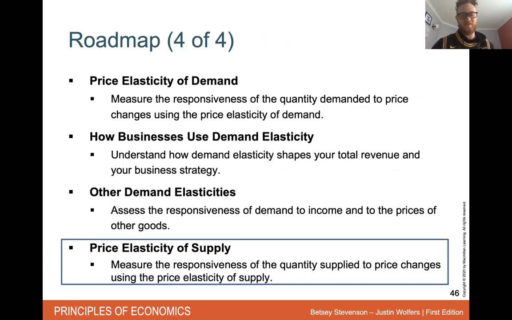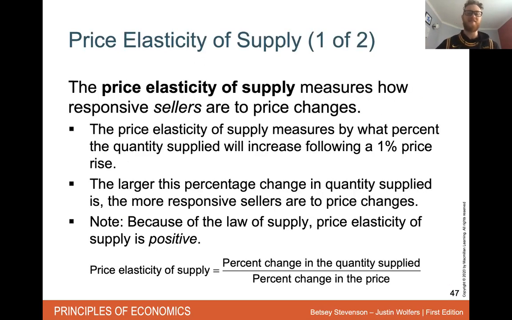And the price elasticity of supply. Measure the responsiveness of the quantity supplied to price changes using the price elasticity of supply. So price elasticity of supply measures how responsive sellers are to price changes. It measures by what percentage the quantity supplied will increase following a 1% price rise. The larger this percentage change in quantity supplied is, the more responsive sellers are to price changes. Because of the law of supply, price elasticity of supply is positive. And over there is the formula.